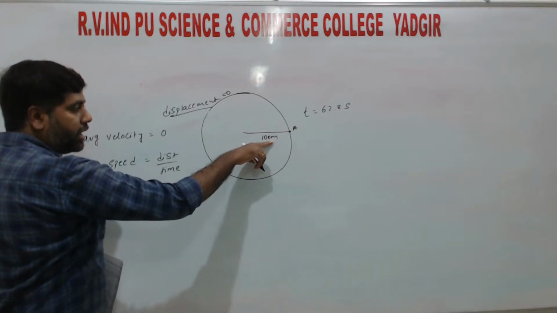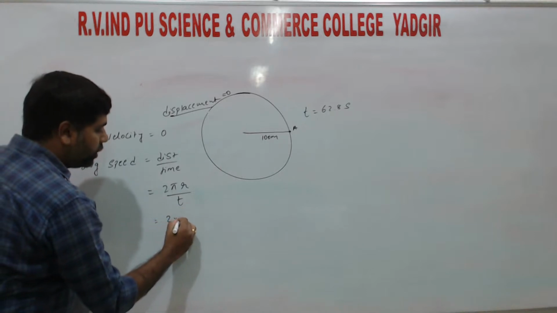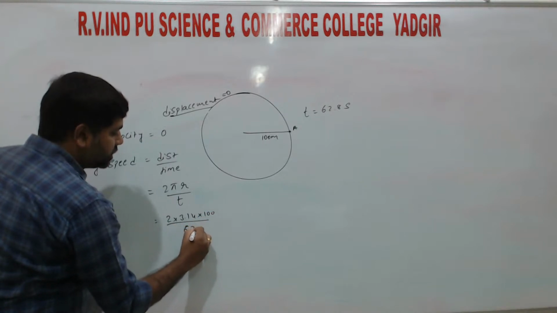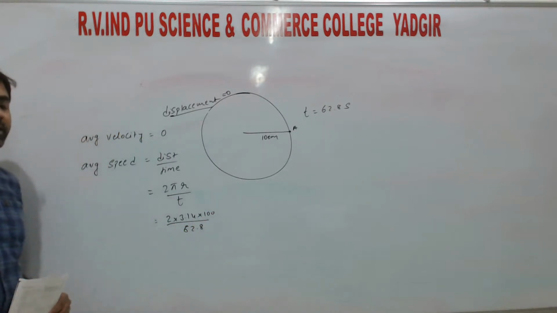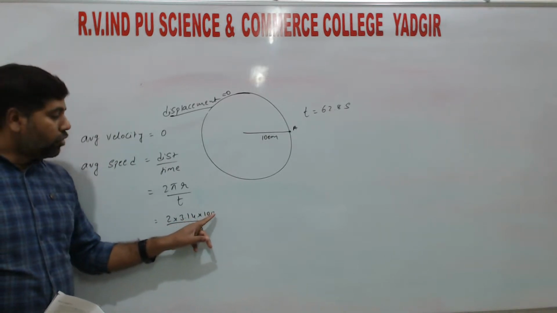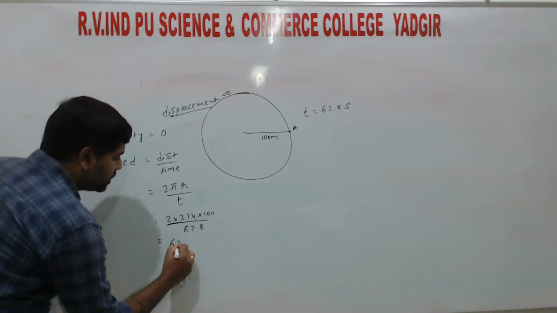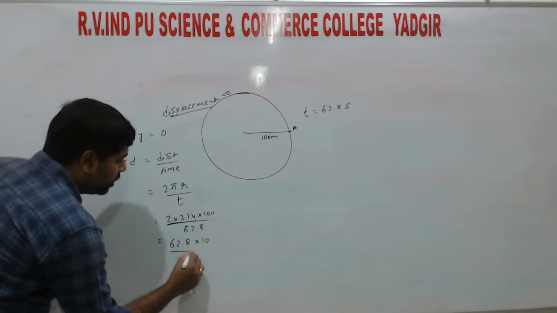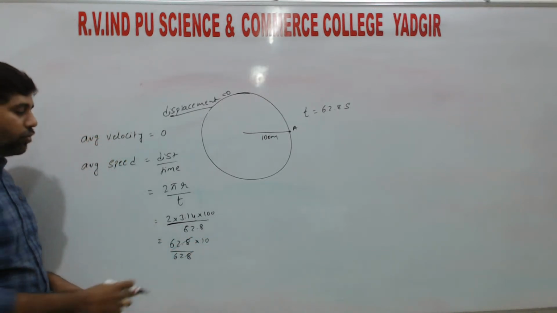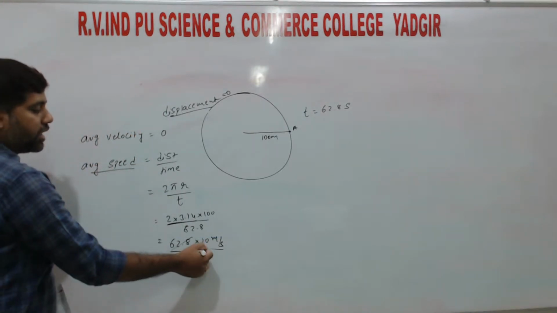So we are given the radius, pi is a constant, and time is given. So calculating, 2 into 3.14 into 100 divided by 62.8, right? So 2 into 3.14 we get 6.28. So with the 100 multiplied, we can write this as 62.8 into 10 by 62.8. Since the two are the same, they cancel. So we get 10 meter per second. So average speed is 10 meter per second.